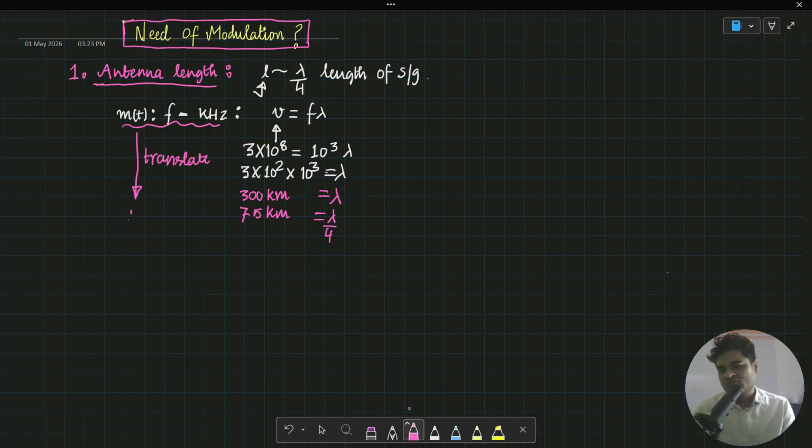Let's say that because of modulation, or because of translation, the modulated signal is now of the order of megahertz. So now if we calculate lambda again, we get 3 × 10^8 divided by 10^6, so we get around 300 meters.